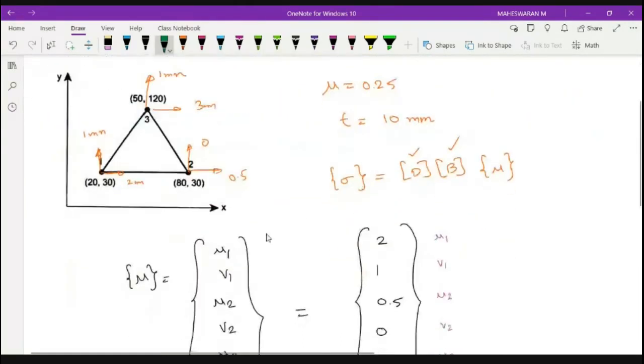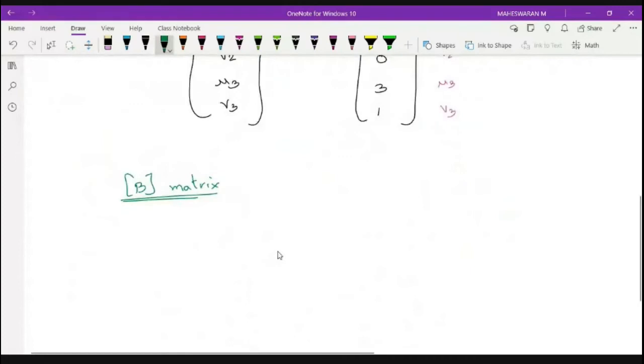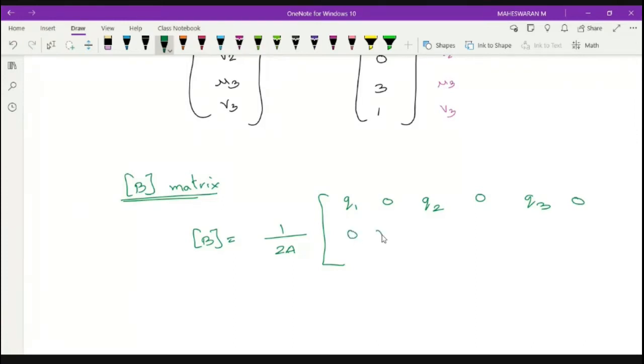So let me consider this figure. The formula for the B matrix: B is 1 by 2A, times the matrix with Q1, 0, Q2, 0, Q3, 0, then the opposite 0, R1, 0, R2, 0, R3, then cross multiply this. So here you will have R1, Q1, R2, Q2, R3, Q3. You should know what all these data identify in your B matrix.